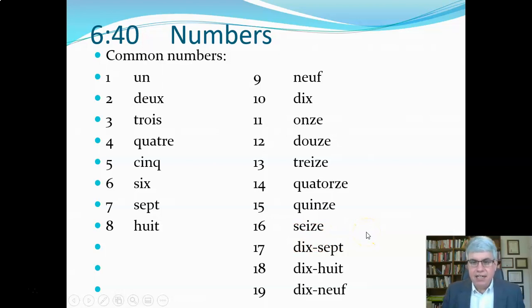16, and after 16 they start becoming a little more regular. Like after we've got 11 and 12, and 13 is almost regular. 14, 15, those are kind of regular. So we've got 17, 18, and 19, which mean 10-7, 10-8, 10-9. So you do a little math to get the 10-7, and that comes out to 17, 18, and 19. So those are the numbers 1 through 19, which of course are the most common ones.